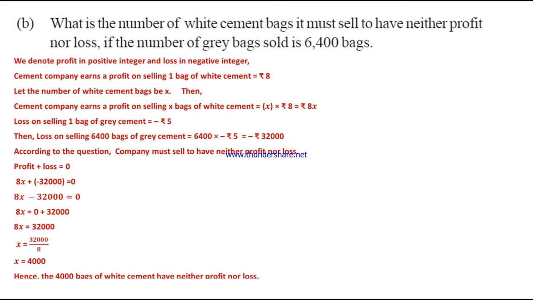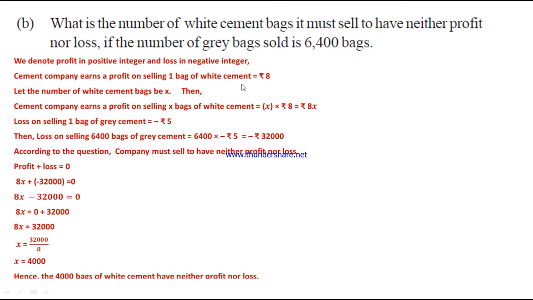So we denote profit as a positive integer and loss as a negative integer. The cement company earns a profit of rupees 8 on selling 1 bag of white cement. Then how many white cement bags, we don't know, children. So let's take the number of white cement bags sold as x.